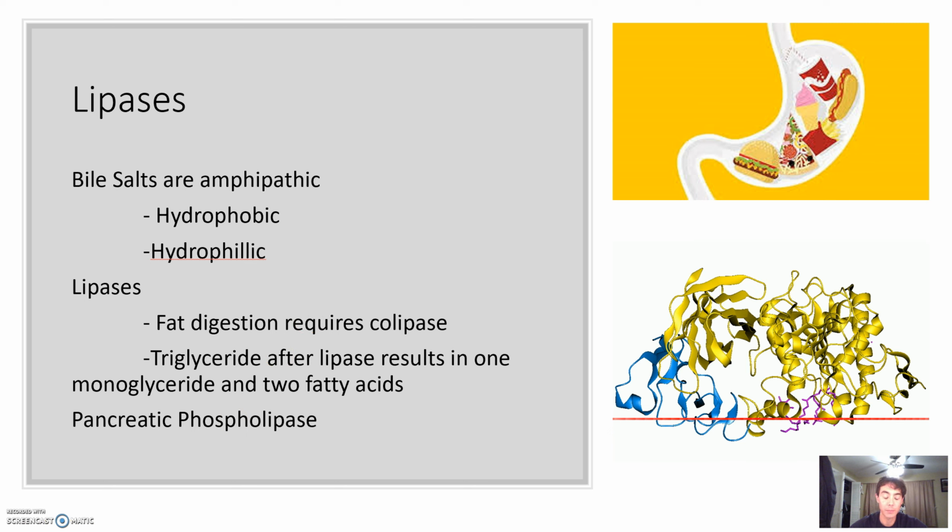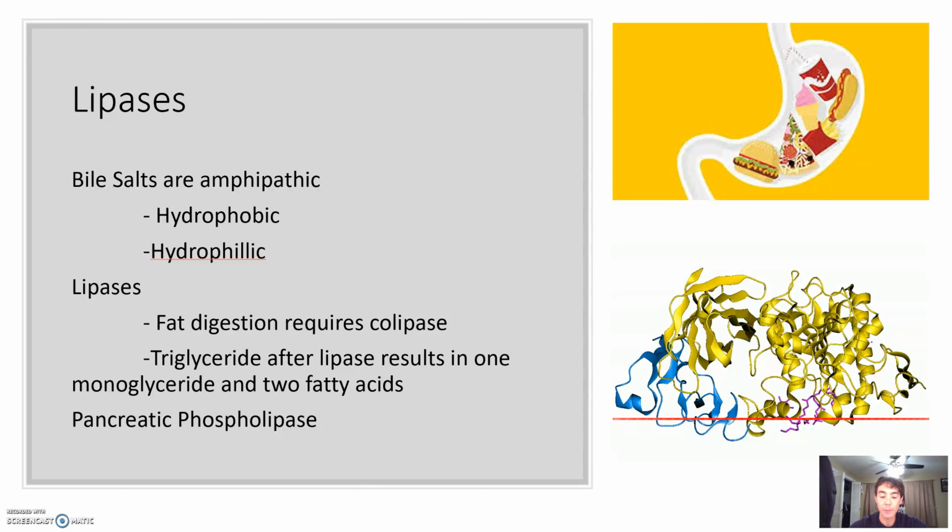Lipases are enzymes that are involved in the next step of enzymatic fat digestion. Lipases remove 2 fatty acids from each triglyceride molecule. This creates 1 monoglyceride and 2 fatty acids that are held within the droplet.